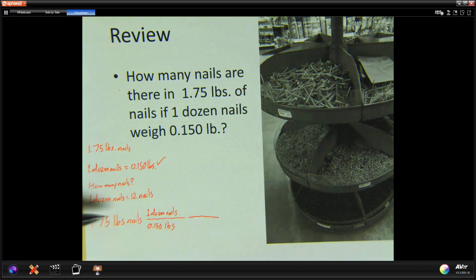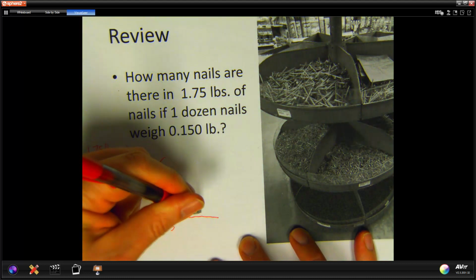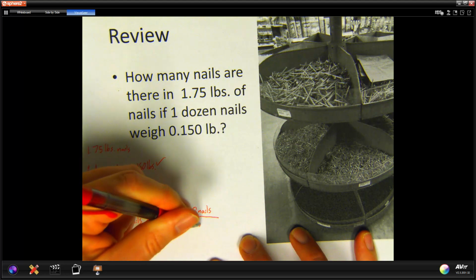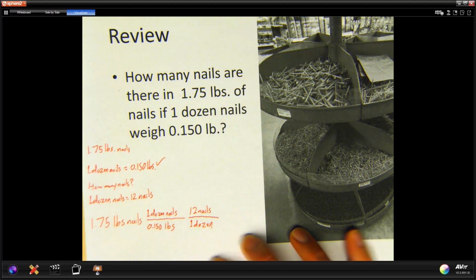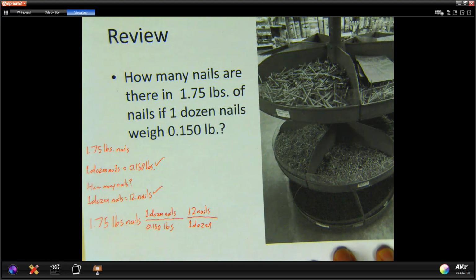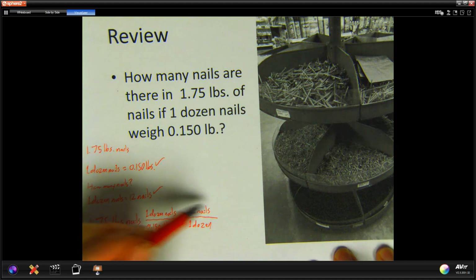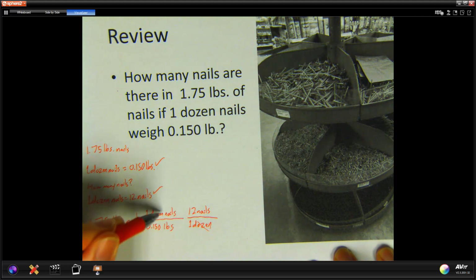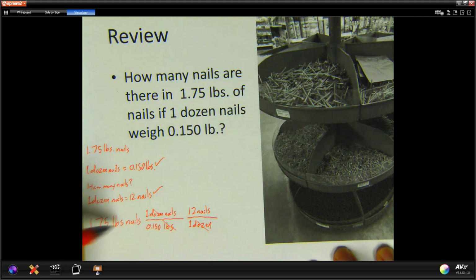And then we use the definition of dozen. So we have 12 nails on the top and 1 dozen on the bottom. Okay, so we've used the information. Let's see if this works. So we want how many nails. We're showing nails here in our last step, so hopefully all our conversions cancel, and that's what we get. So the dozen will cancel, the pounds will cancel, and it looks like that should work.